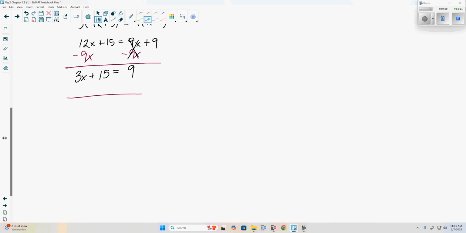Then we can subtract 15 from both sides. Nine minus 15. And lastly, we can divide both sides by 3.